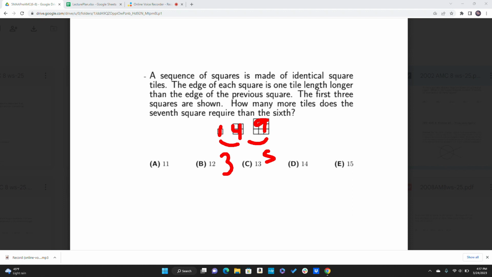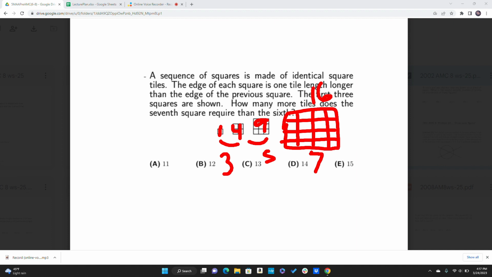Well, the next one we know is going to have 1 more edge than the previous one. So instead of a 3x3 square, we've got a 4x4 square. So that's 4x4. That has 16 tiles. And from 9 to 16, that's an increase of 7. Now we can notice a pattern. Every time we're increasing by the next odd number, right? First 3, then 5, then 7.